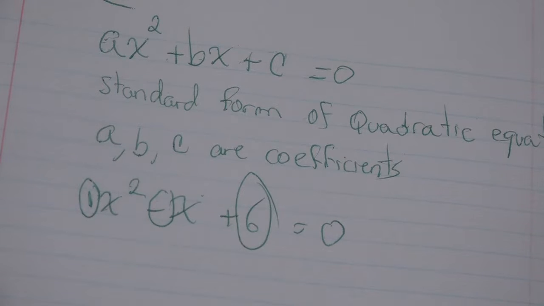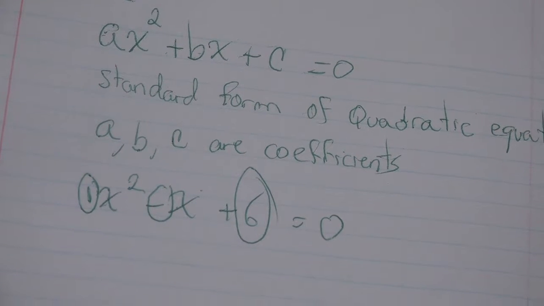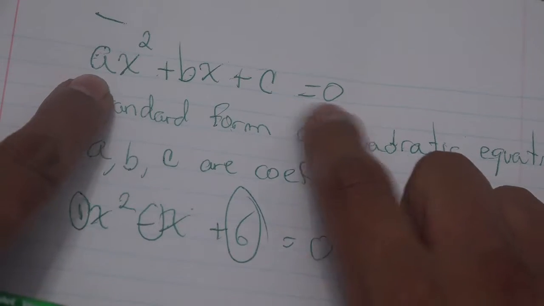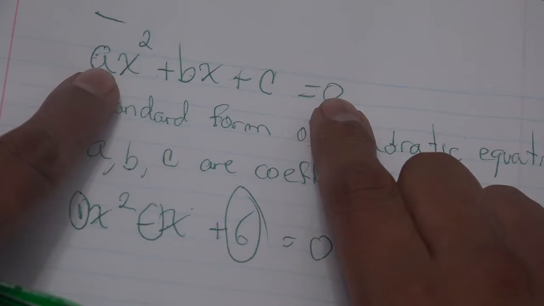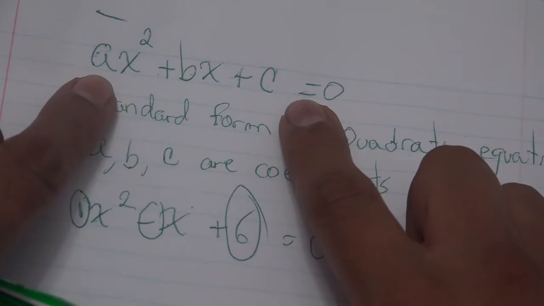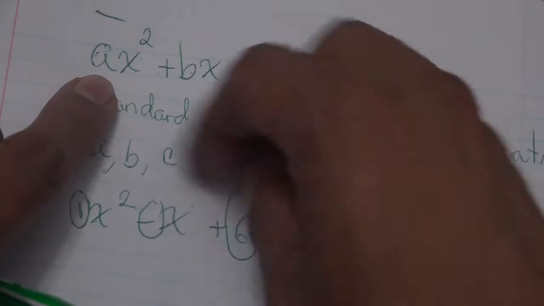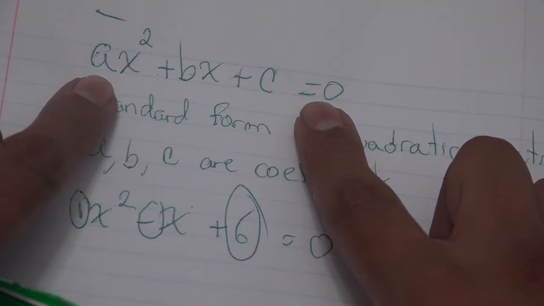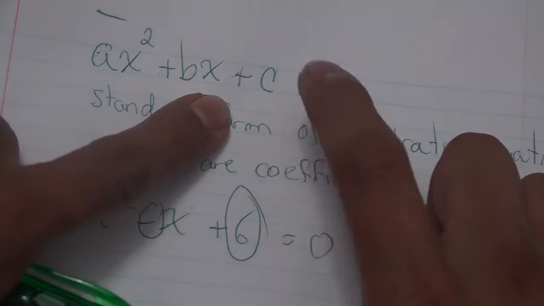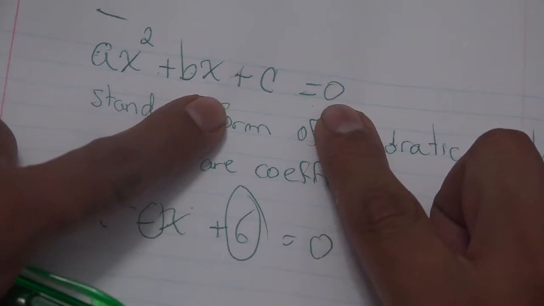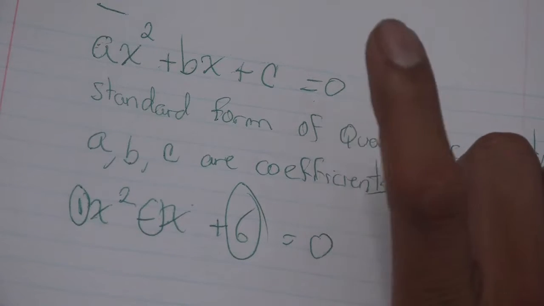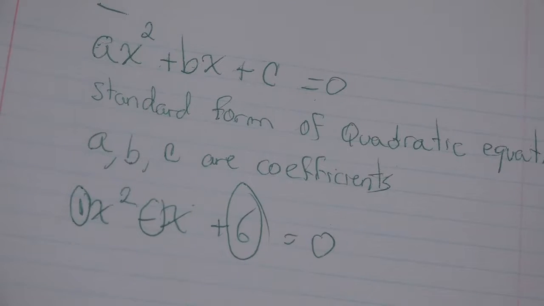So what else do you need to know? Every quadratic equation is equal to 0. If it's not equal to 0, you have to make it equal to 0 by adding or subtracting and putting it on the other side with the opposite sign. No buts or ifs. It is equal to 0 and that's it.